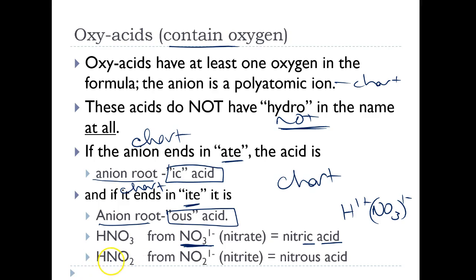Okay, HNO2 is done the same way. It comes from nitrite, so it's nitrous acid, but it's done the same way, the formula. It's just got 1 less oxygen in it. Okay, so these are oxyacids. They have oxygen in them. There is not the word hydro.